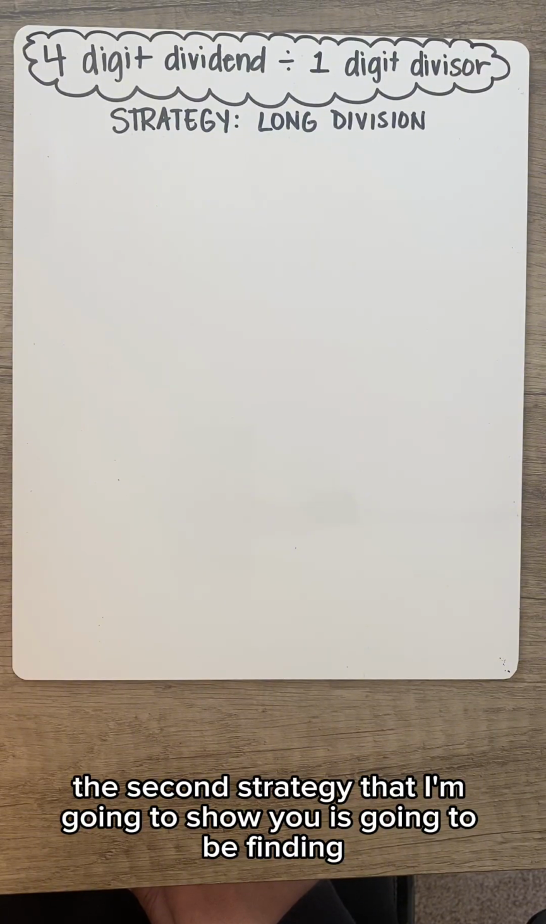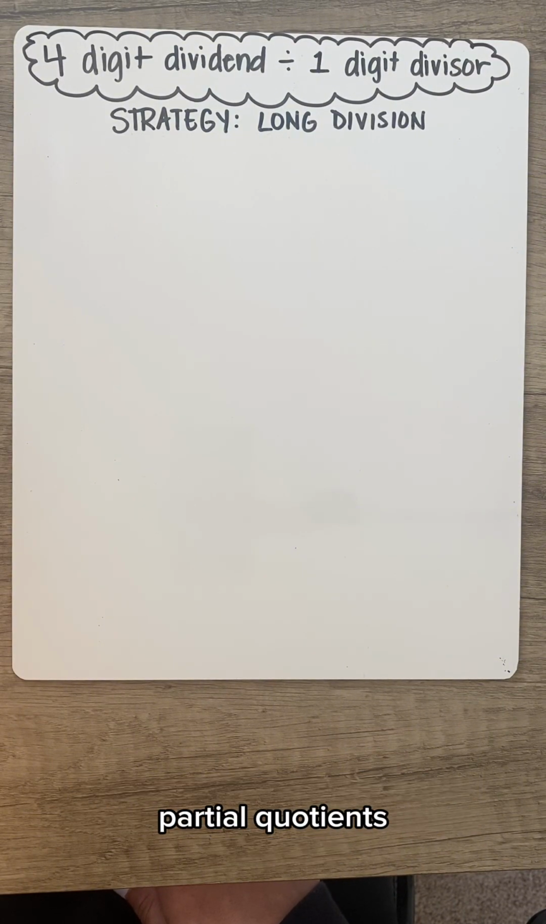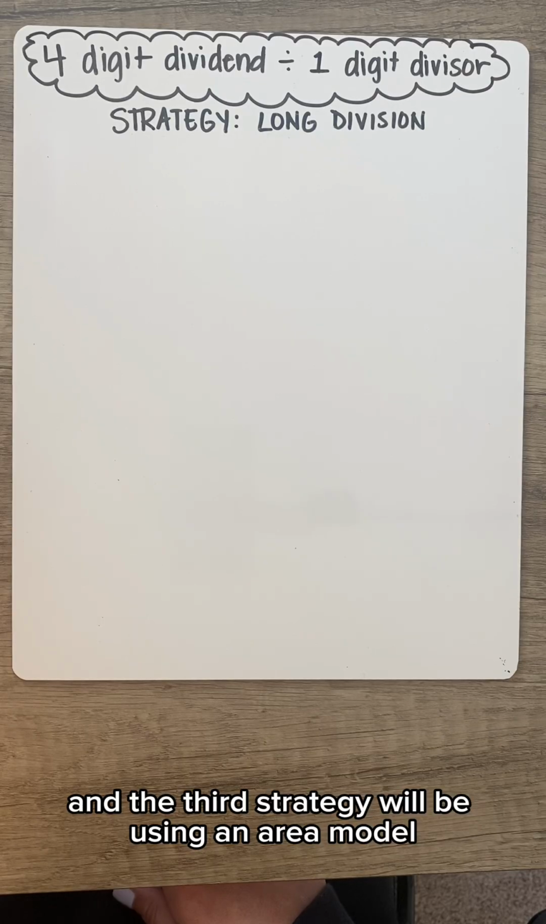The second strategy that I'm going to show you is going to be finding partial quotients, and the third strategy will be using an area model.